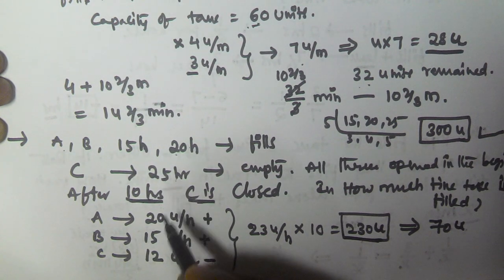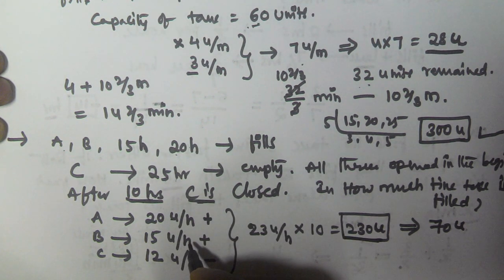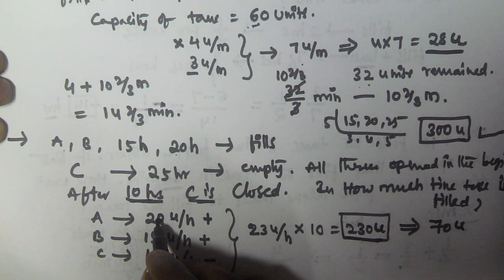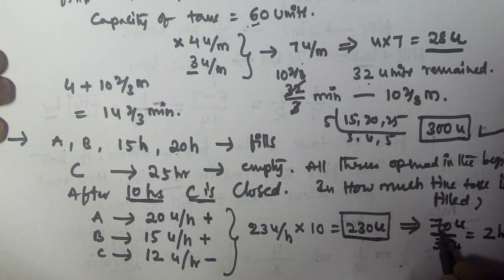After 10 hours, C is closed. That means A and B are working together. A fills 20 units per hour and B fills 15 units per hour. That means A and B together fill 35 units per hour. So the remaining units are 70, and they are going to take 2 hours to fill the remaining 70 units.